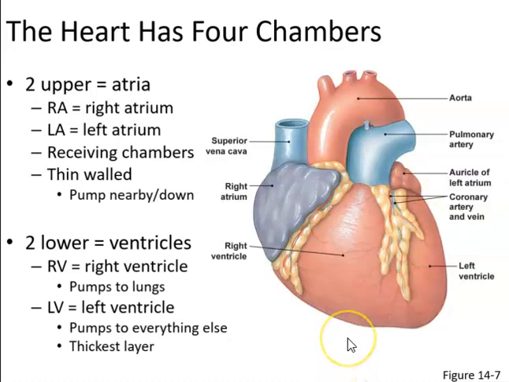The next 2 chambers are the 2 lower chambers. These are the ventricles. So we have a right ventricle. The right ventricle will pump blood to the lungs, and this is deoxygenated blood. And then we have the left ventricle, which pumps oxygenated blood coming from the lungs to the rest of the body. And we can see grossly in a specimen of the heart that the left ventricle has a thicker wall because it has to pump blood farther to the rest of the body.